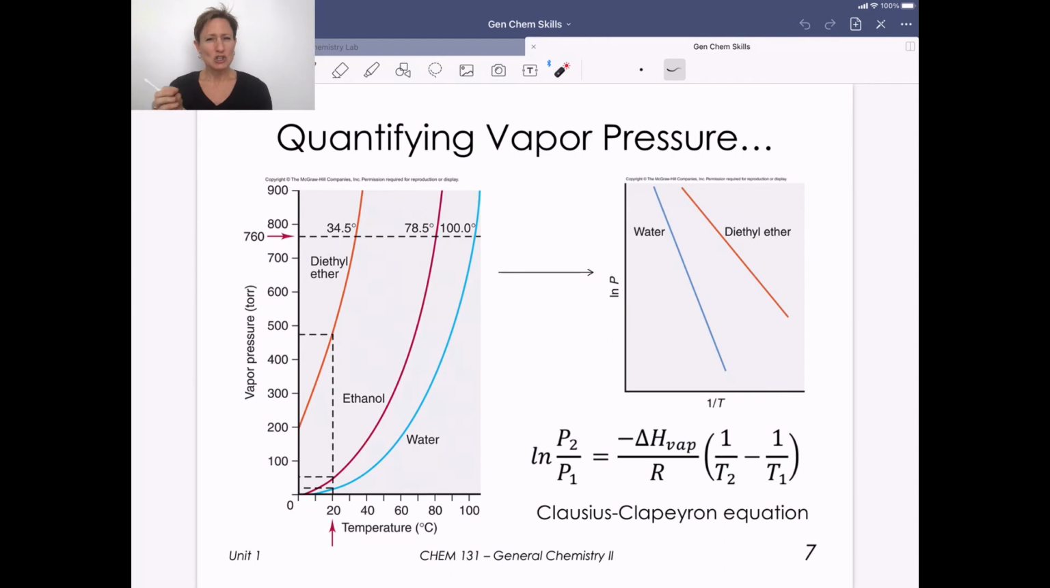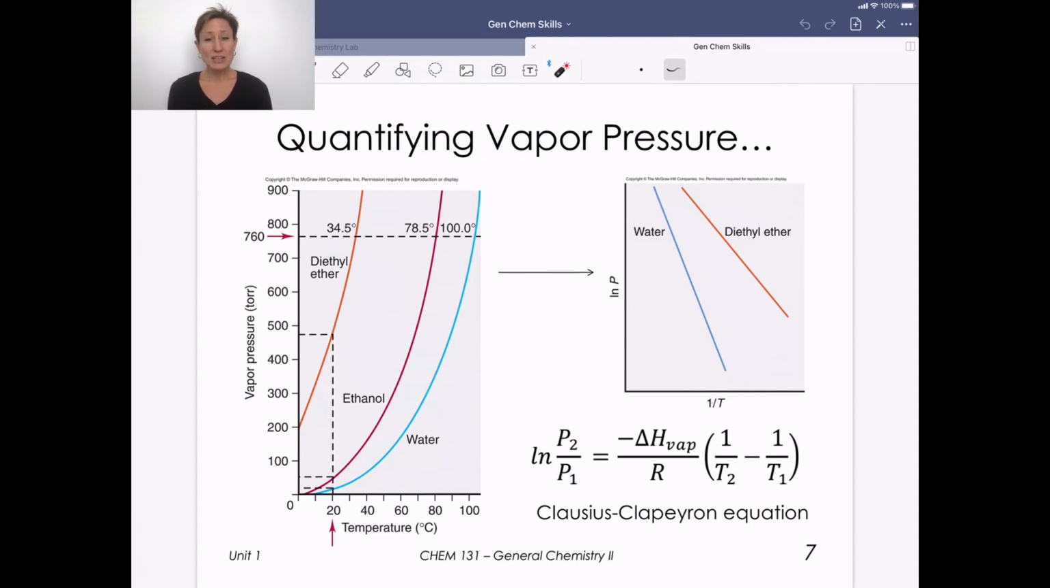Don't worry about it. Do you remember when we had the changing variable type problems with our gas law from Gen Chem 1? And we had all of these different variables. And we said, don't worry about it. You're only going to be solving for one. You just have to keep track of everything. The same is true here.